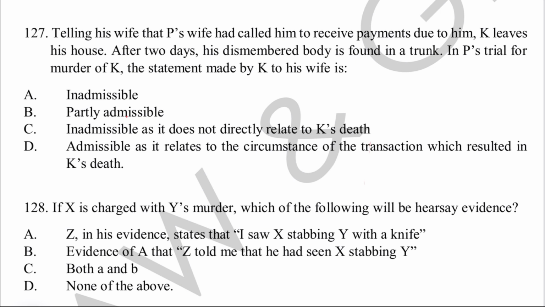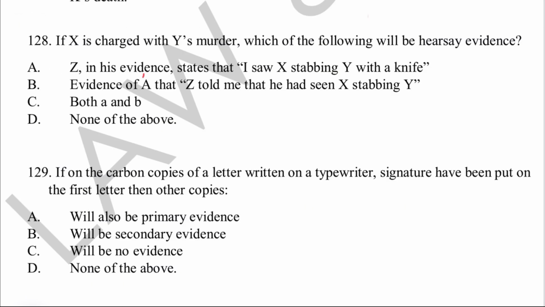Question 127. Telling his wife that P's wife had called him to receive payments due to him, K leaves his house. After 2 days, his dismembered body is found in a trunk. In P's trial for the murder of K, the statement made by K to his wife is inadmissible, partially admissible, inadmissible as it does not directly relate to K's death, or admissible as it relates to the circumstance of the transaction which resulted in K's death. It is option number D. And this is basically a case which is Pakala Narayan Swamy versus Emperor. Question number 128.